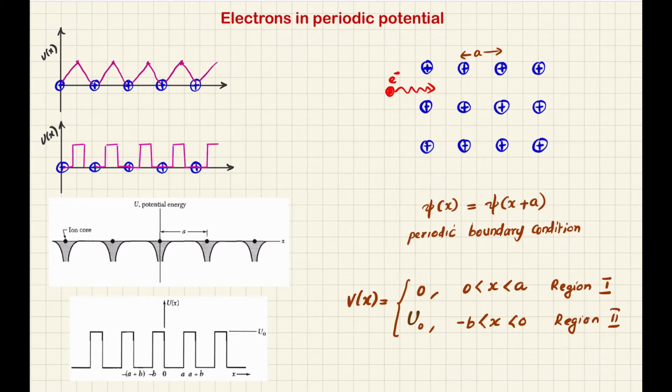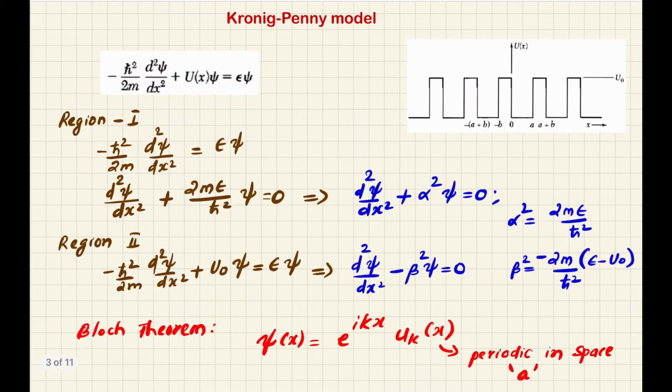Now, what you have to do is solve the Schrodinger equation using this potential, and this potential is repeating. So you look at the Schrodinger equation. You have to split it into the different regions we have. In region 1 we do not have any potential, the potential is 0. So this is a free electron model kind of solution we will get.